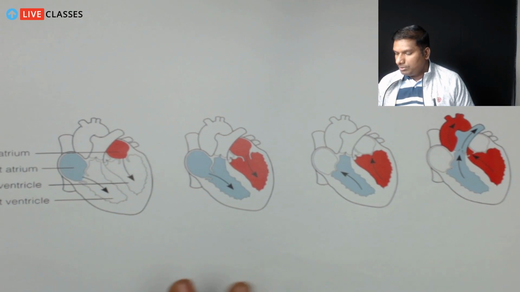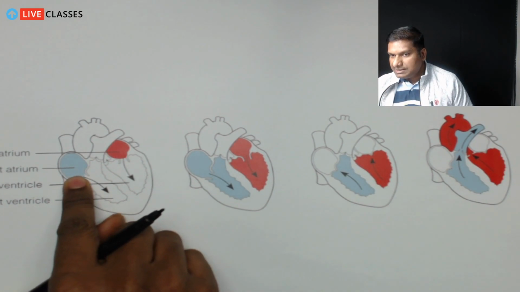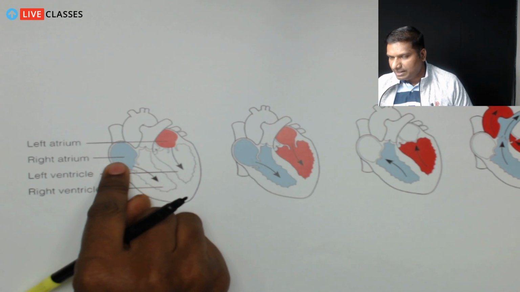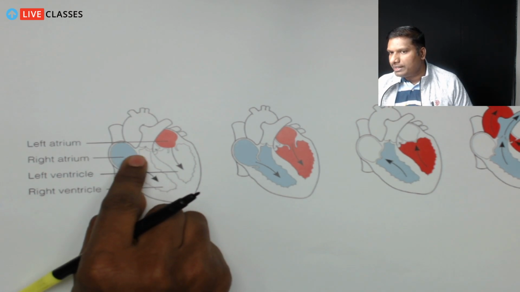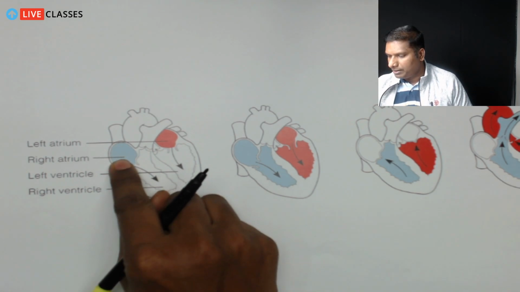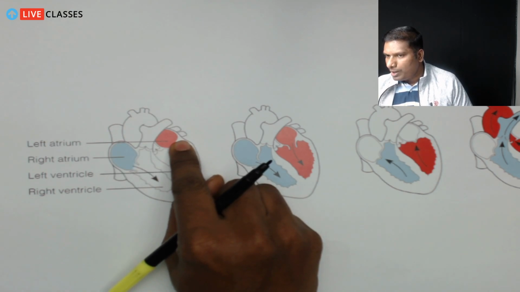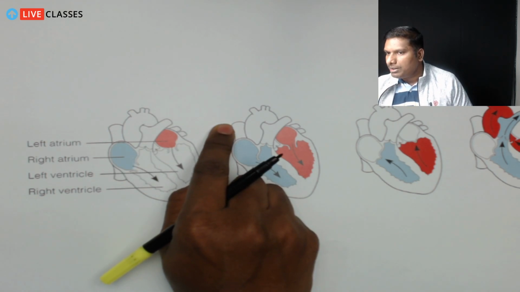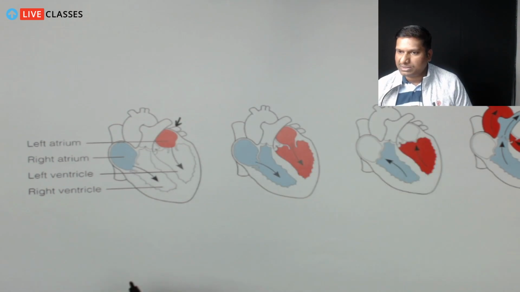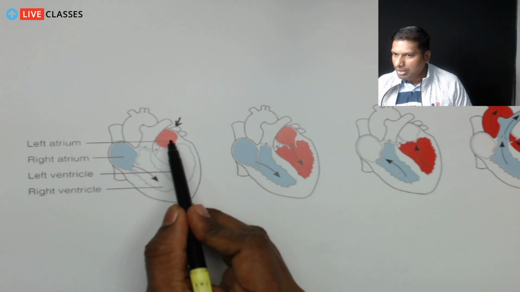Okay, so you can see here, this is the right atrium, which is getting the deoxygenated blood from the various body parts. The oxygen has already been used up by the body parts, and you're getting your deoxygenated blood to the right atrium. In the left atrium you are getting the oxygenated blood from the lungs through the pulmonary veins.